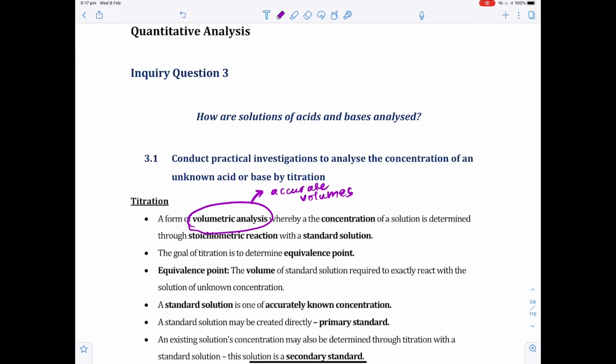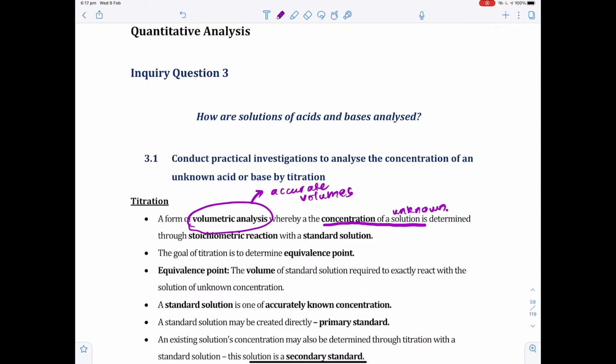Now, a lot of you got this correct. The goal of titration is to determine the concentration of an unknown solution, right? So when you have a solution of unknown concentration, the goal is to determine that value. The way we do this is where some of you are kind of mixing things up. It's not just acid-base reactions, etc. It's through any reaction with another solution that has an accurately known concentration.